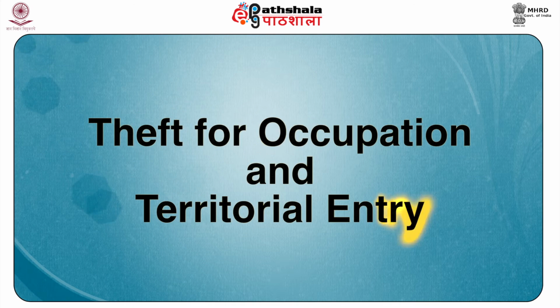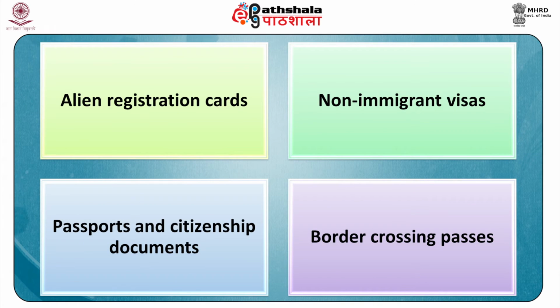Second is theft for occupation and territorial entry. This kind of identity theft fraud is gradually more common due to the development of illegal immigration and foreign smuggling. It includes the fraudulent use of embezzled or fictitious personal information to obtain employment or to gain entry into the territory. In a study, documents most frequently intercepted by officials included alien registration cards, non-immigration visas, passports and citizenship documents, and border crossing passes. These documents are presented by immigrants who attempt to enter the territory in search of employment or other immigration benefits like naturalization or permanent residency status.